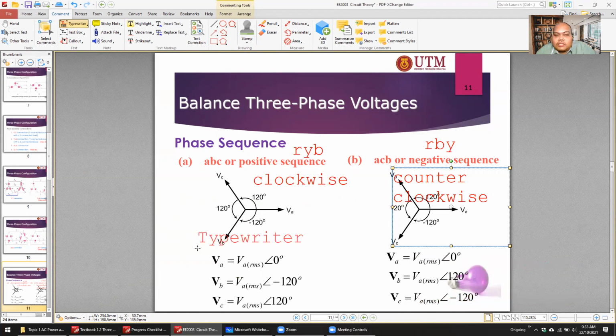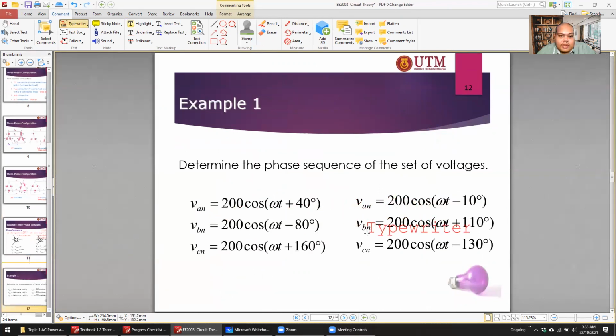Although this is a simple thing, this one is very dangerous. If you put the wrong sequence, your system can be destroyed, can be broken. So make sure you know the positive sequence and negative sequence. Okay, determine the phase sequence.